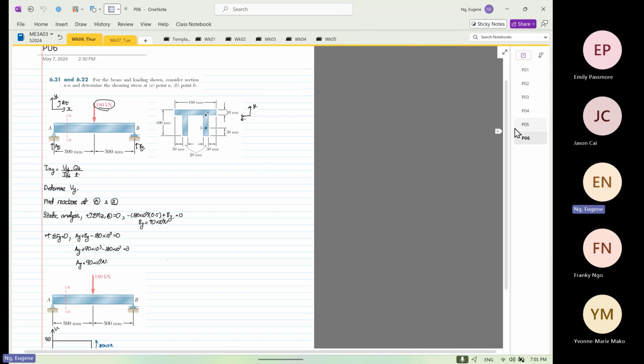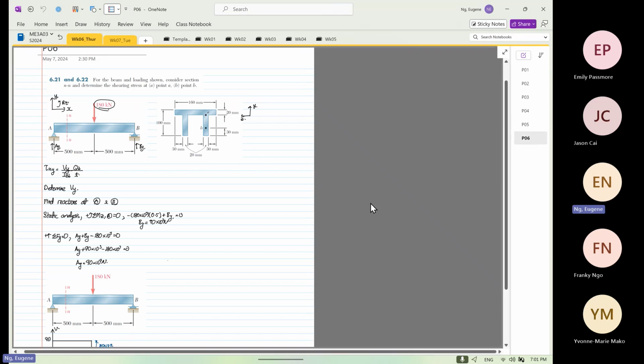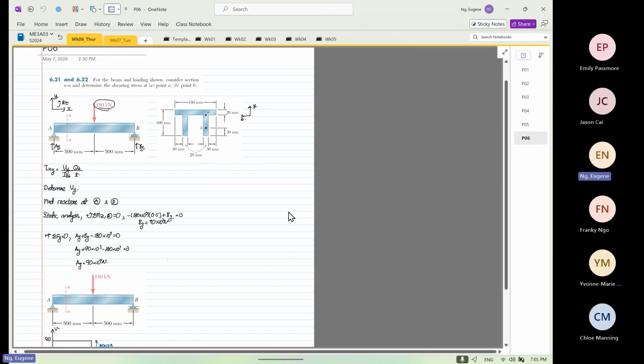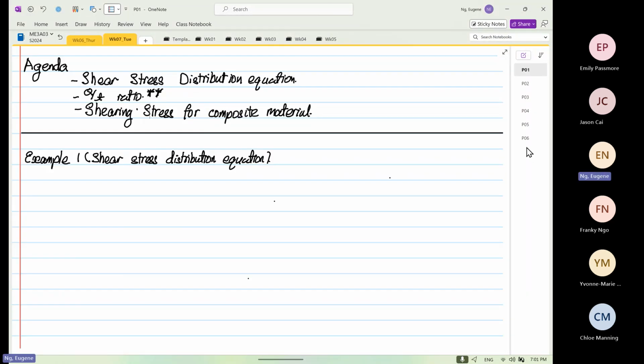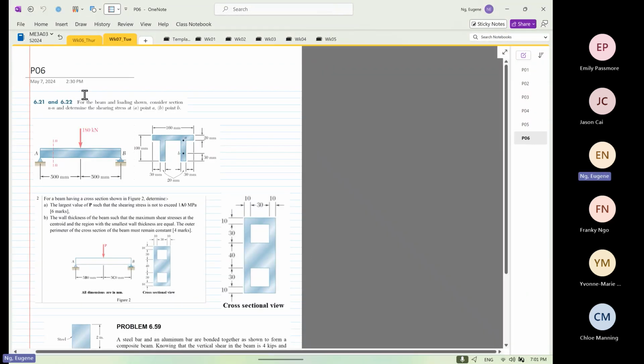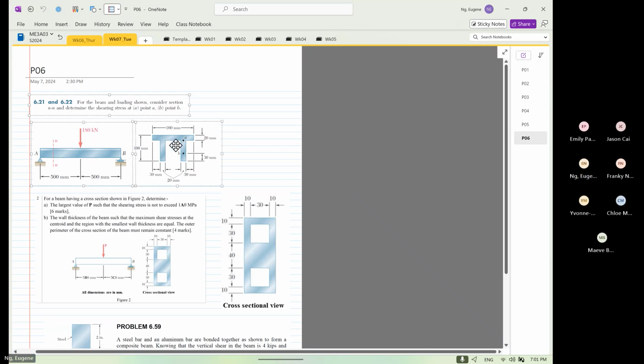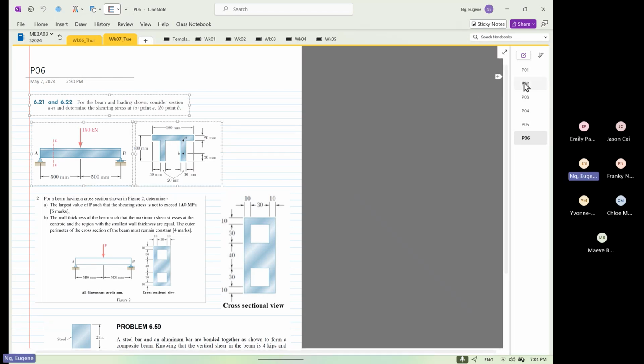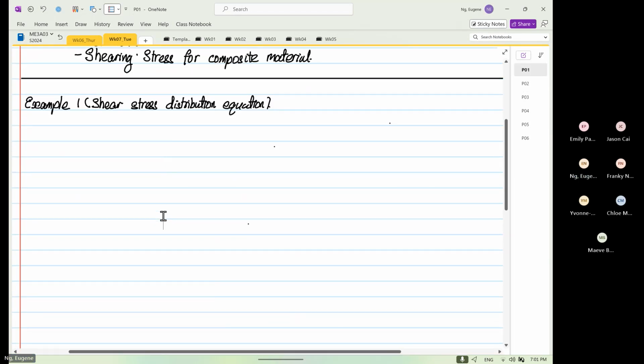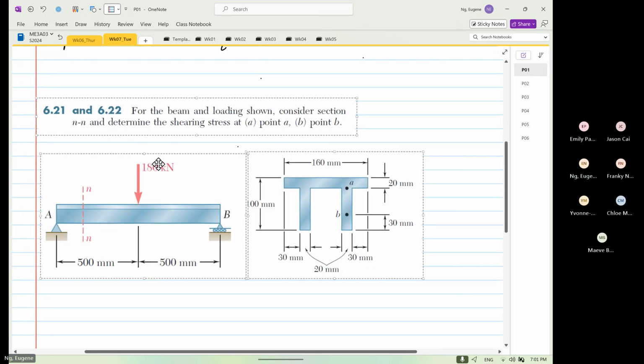I think I've uploaded the images on Avenue to Learn. If you all can go to Avenue to Learn and open the files, when I'm doing this problem, you can see what we're trying to achieve down here.